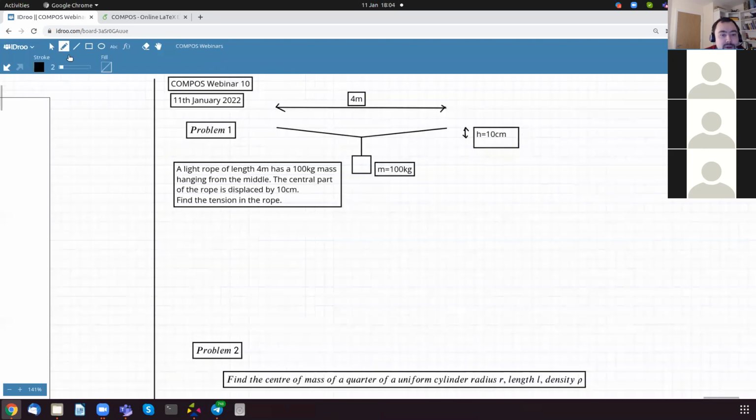Okay, so we have a rope. This is our rope, and we have a mass of 100 kilograms hanging from the middle of the rope. The rope is 4 meters long, and we can see that the rope deforms as a result by 10 centimeters. So 10 centimeters is the vertical distance from the point where the rope is attached to the lowest part of the rope. The rope is light. So that means that if there was no mass, the rope would be perfectly horizontal.